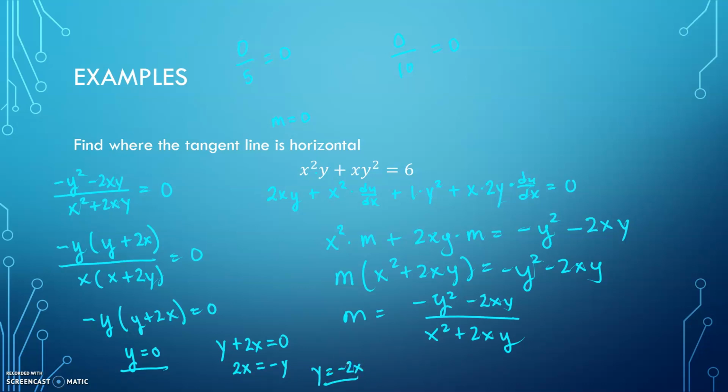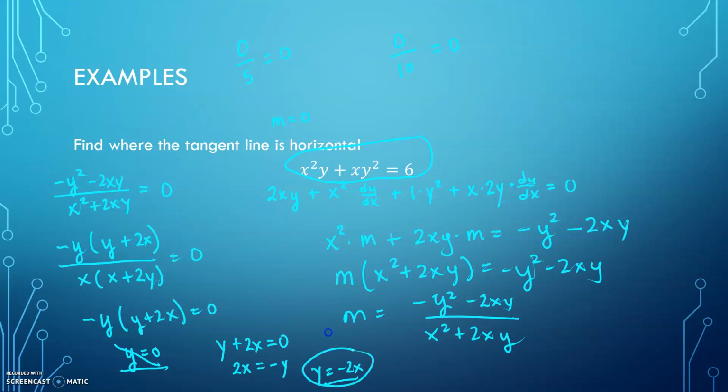Now, we're trying to figure out where this is happening, which means we want to go to the definition of our curve so we can answer a question about where is this happening. So the first thing we want to look at is if y is equal to 0. And very quickly I can see that y equals 0 doesn't exist on this curve. I would get 0 plus 0 equals 6. So it was a good thought, but y equals 0 is not a good answer to this question. There is no horizontal tangent line at y equals 0 because there is no y equals 0.